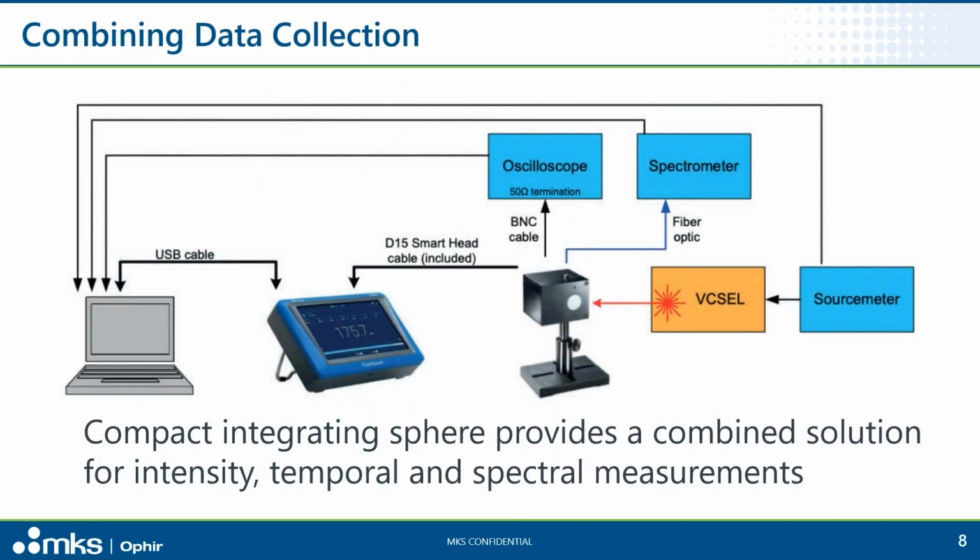Combining data collection. MKS Ophir developed the IS 1.5 VIS-FPD-800 integrating sphere, combining different measurements in a single instrument. Above is the schematic diagram of a complete VCSEL characterization system built around this integrating sphere. The system includes a precision photodiode for calibrated average power measurements, a fast photodiode for pulse shape characterization on a digitizing oscilloscope, and an SMA fiber output adapter for easy connection to a spectrometer.